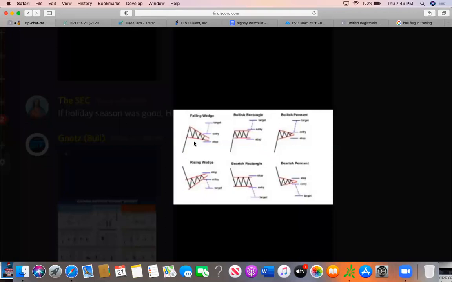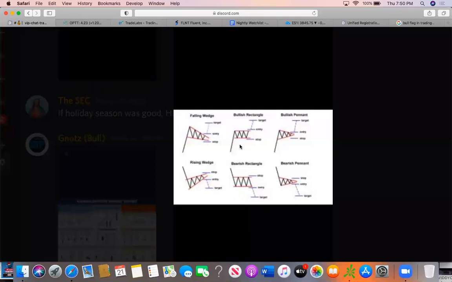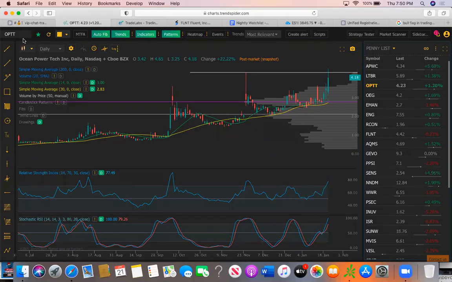Probably the best time to enter is on the break of the wedge going higher, and you should break over that recent high and go even higher as it shows here. Another one that we are going to see a lot that I could show is the bullish rectangle, the bullish pennant. So I'm actually going to show you a falling wedge now, so we can go over this one again.